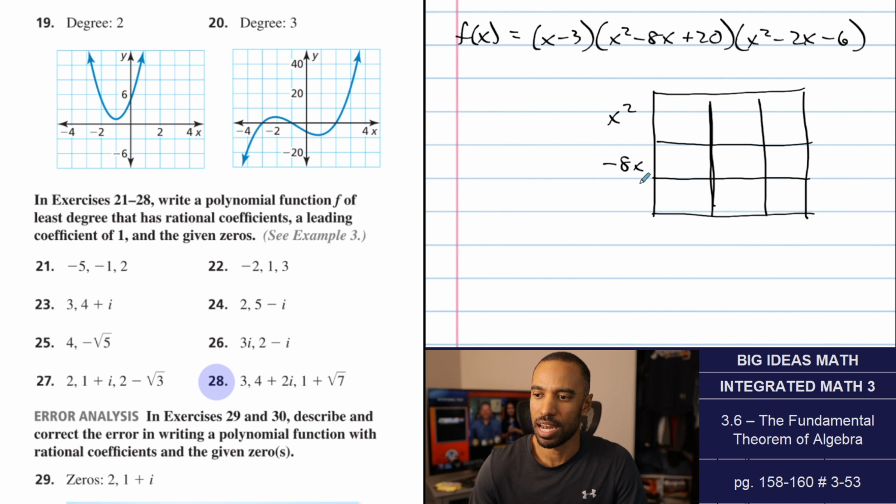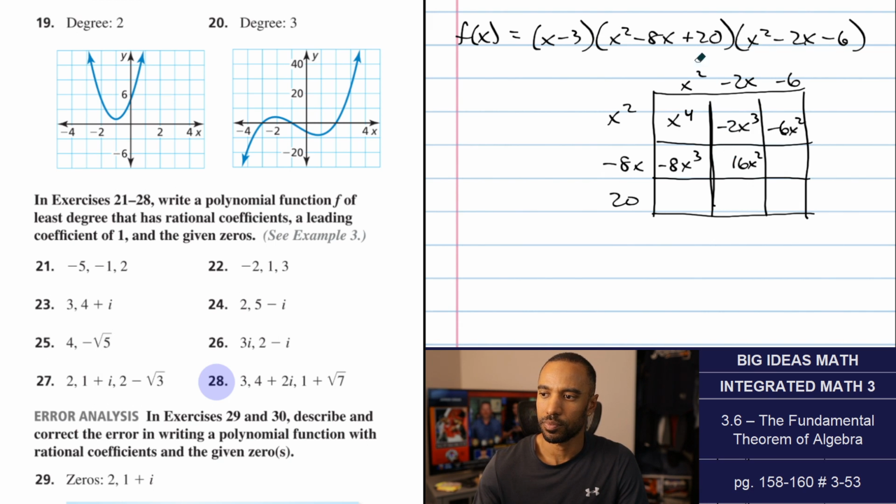X squared minus 8x and 20. X squared, negative 2x, and negative 6. Here we go. You know, it still doesn't feel like much width room. I have all this room to write, and I chose to just fit it in this little box. 16x squared. Oh, I don't really need to write the plus, but 16x squared. And then plus 48x. And then 20x squared, negative 40x, and negative 120.